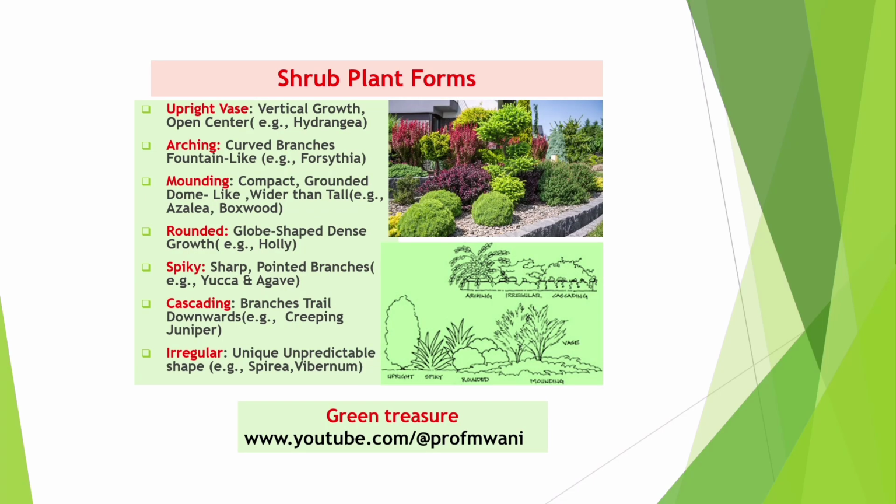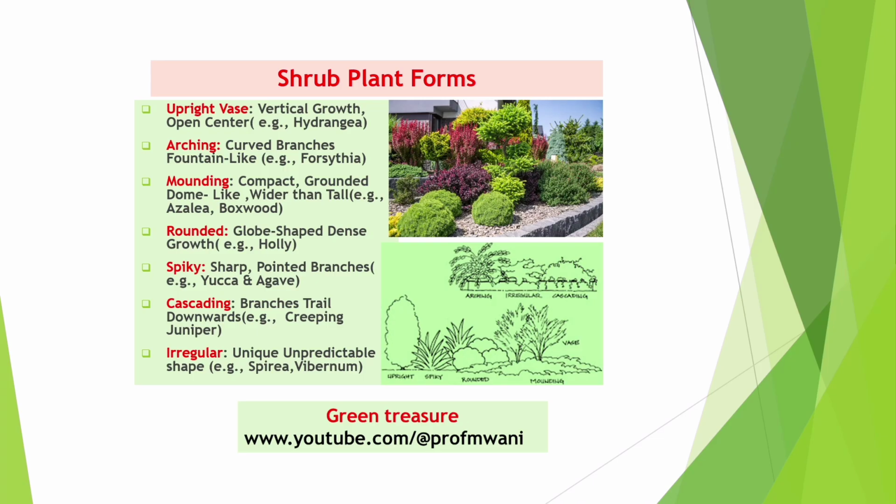Then there are also shrub plant forms. The difference between the tree and the shrub is that shrubs have multiple stems originating from the base point, and the tree has one main stem which gives branches. We have different types of shrubs. Broadly speaking, one is upright vase, which will have a vertical growth and open center like hydrangea. This is how this upright vase will look.